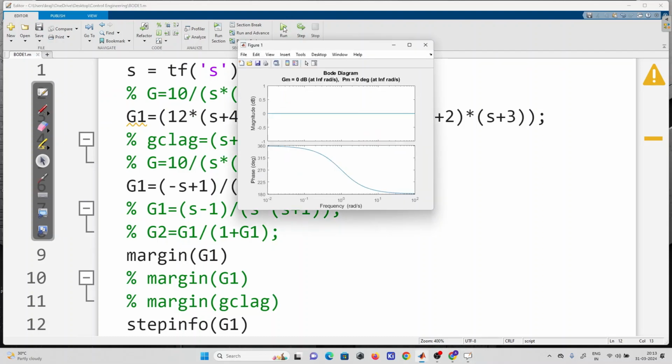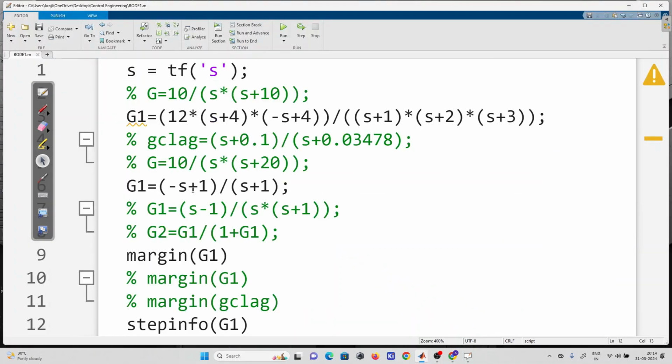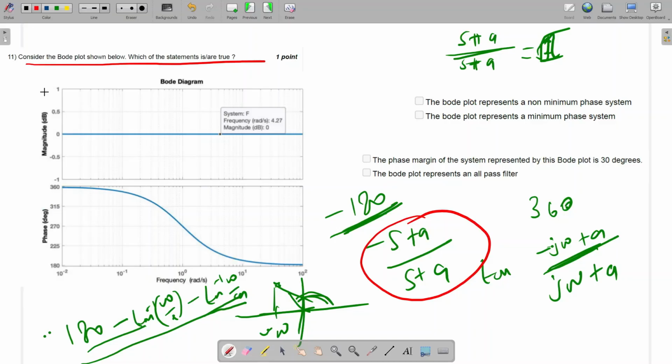See what is happening? Is it visible? Hello? Yes, sir, it's visible, sir. So at 0, it is going 360 degree. At infinity, it is coming 180 degree. Correct? So the function is minus s plus 1 divided by s plus 1. At 0, it is 360 degree. You'll see how it is 360 at 0. At 0, it should be 0 only.